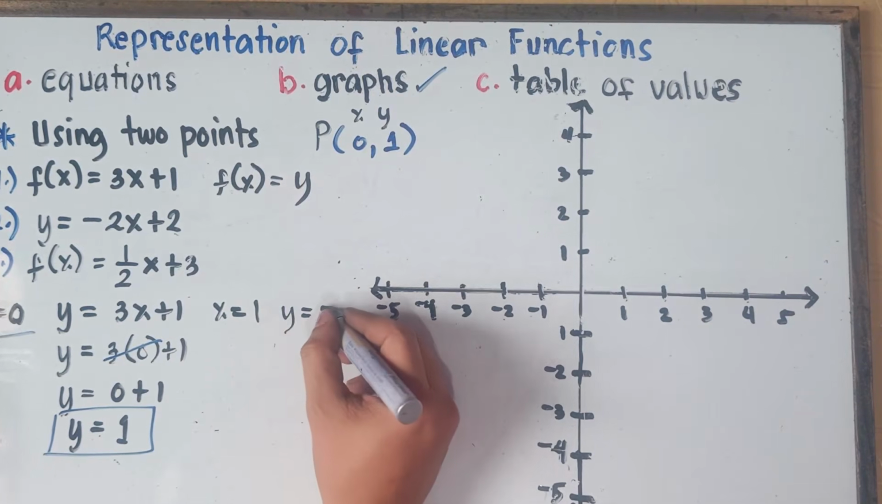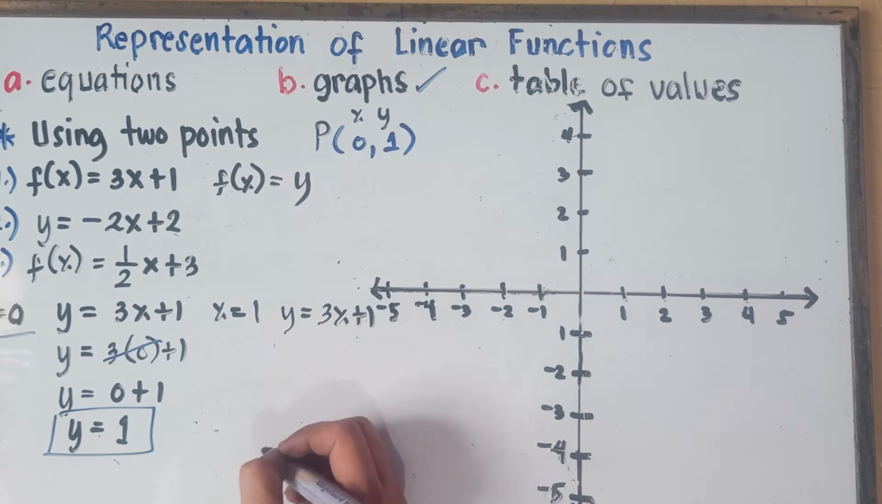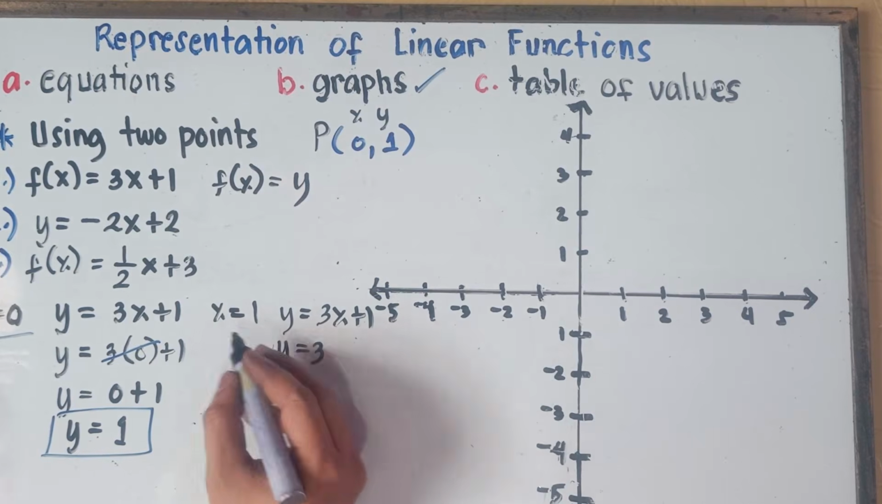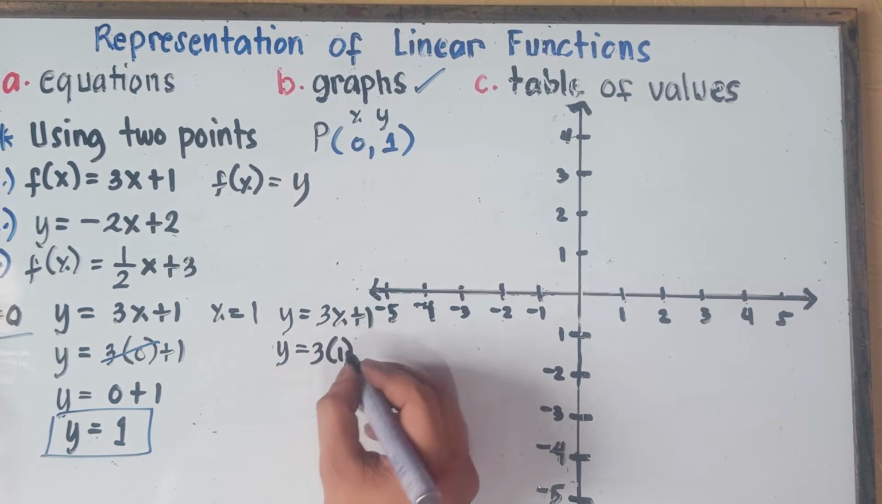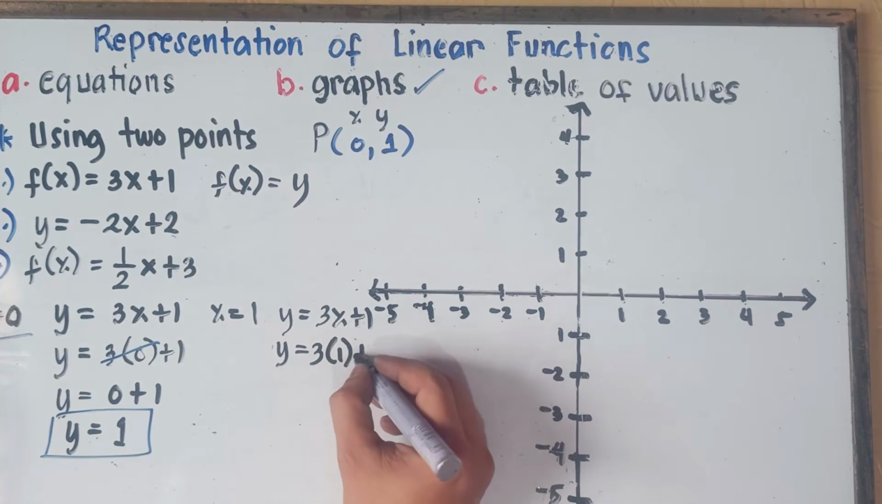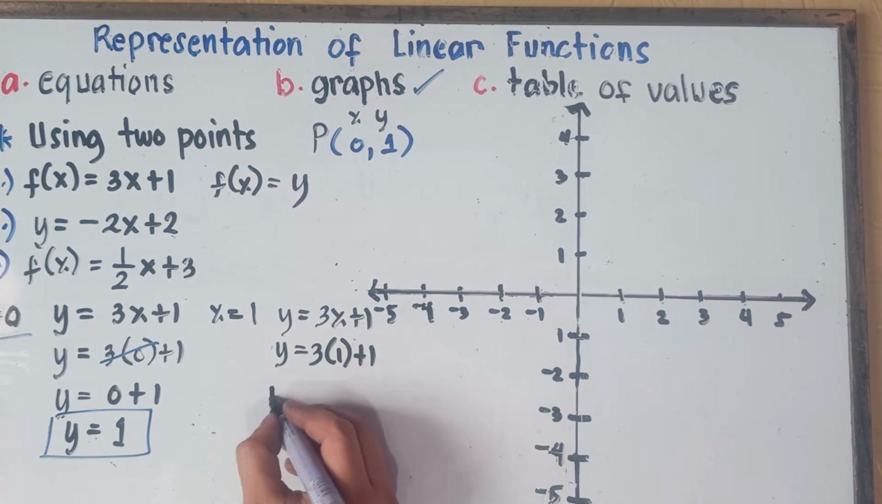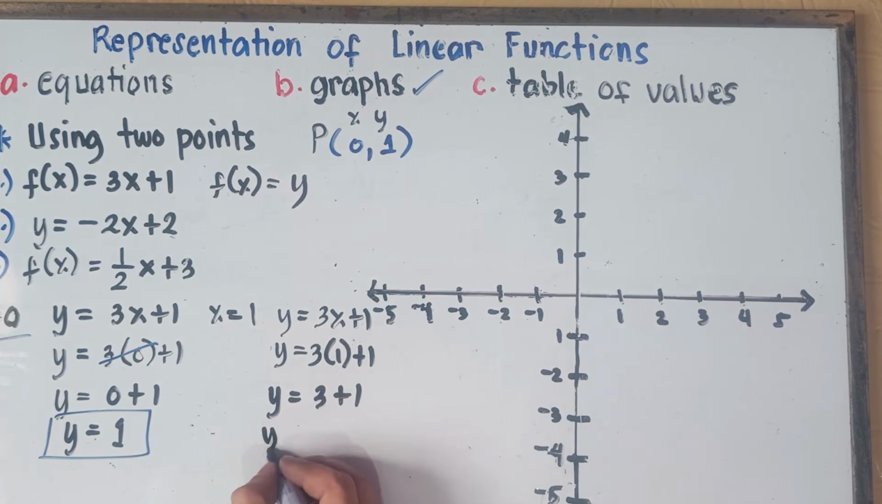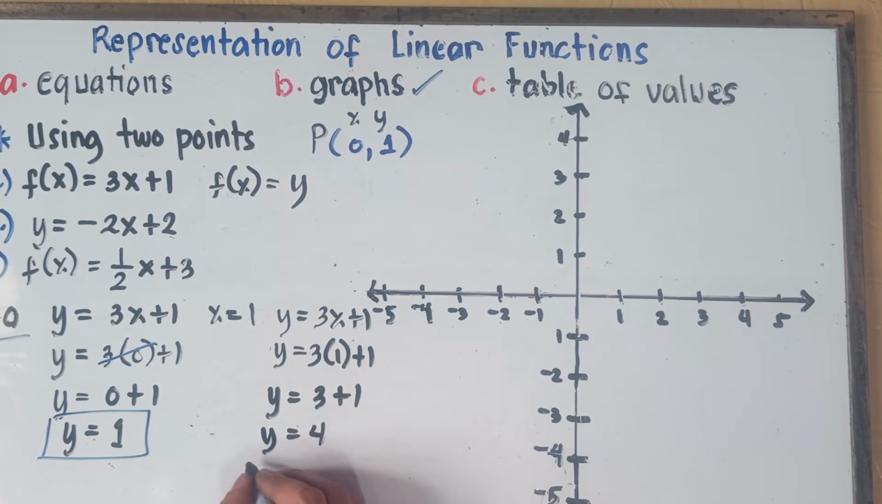So y equals 3x plus 1. This will be y equals 3 times the value of x, that would be +1. So 3 times 1. Once again, if you have 3x, it means 3 times x. So 3 times +1 plus 1. So y equals 3 times 1, that would be 3, plus 1. So y equals 3 plus 1, that would be 4.